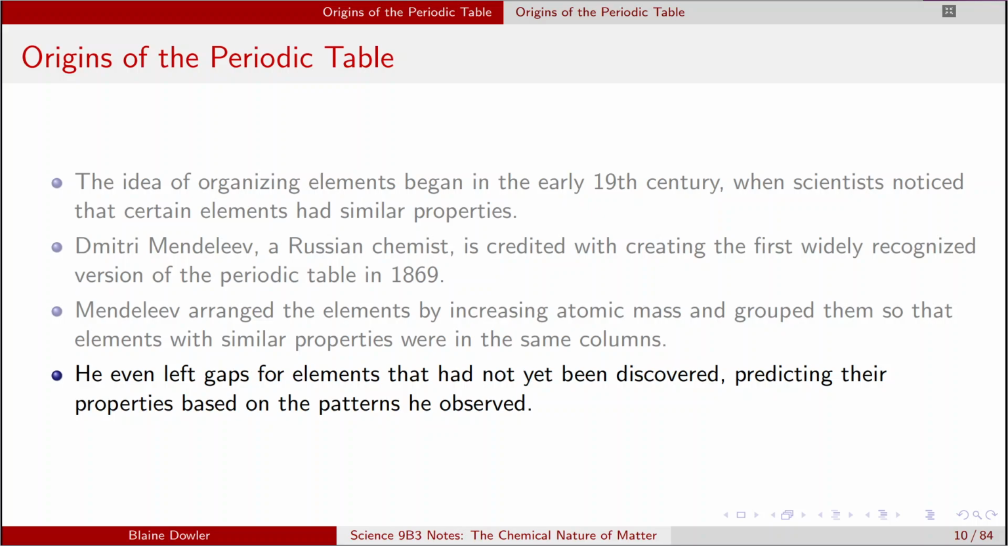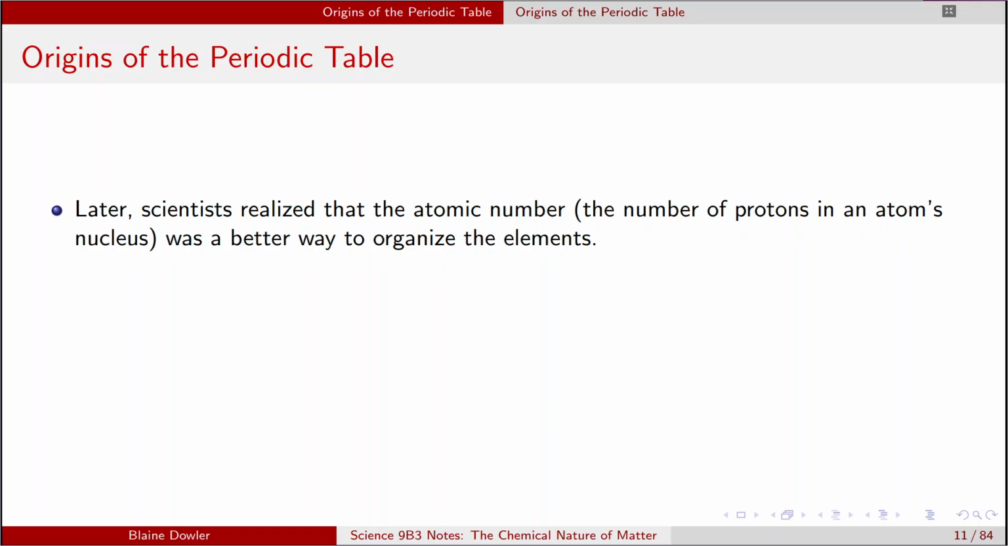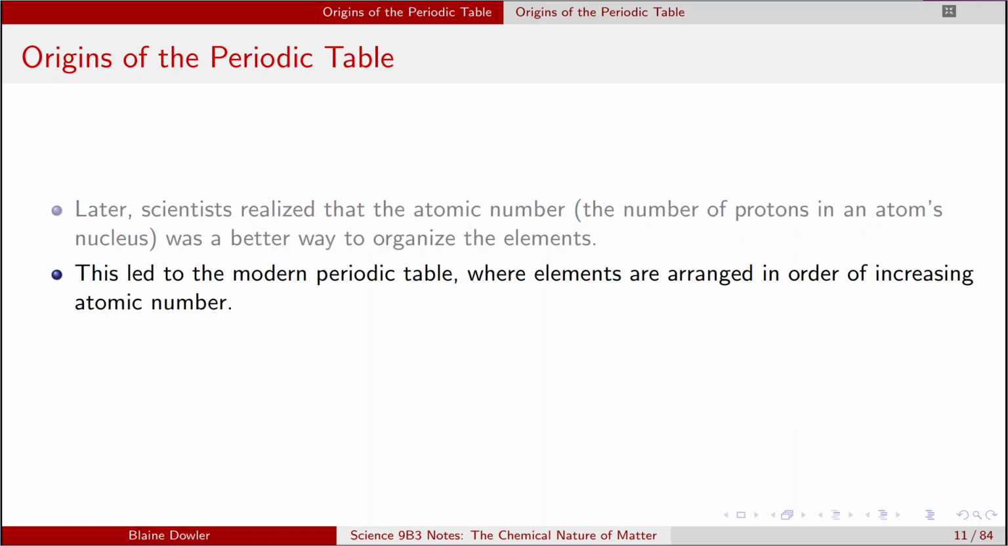He even left gaps for elements that had not yet been discovered, predicting their properties based on the patterns he observed. Later, scientists realized that the atomic number, which is the number of protons in an atom's nucleus, was a better way to organize the elements. This led to the modern periodic table, where elements are arranged in order of increasing atomic number.